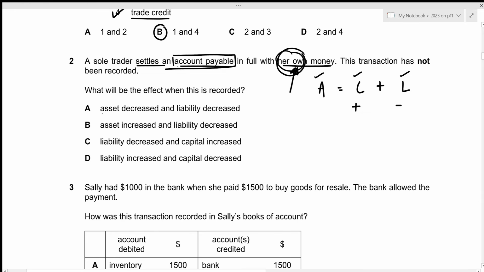The first one is asset decrease. There is no asset involved within this transaction, so A is incorrect. B again is incorrect due to the very same reason. For the third one, we have liability decreased, which is correct, and we have capital increased, which is again correct. So that's the answer we're looking for. And for the fourth one, we have liability increased, which is incorrect. That's why this one is incorrect as well.